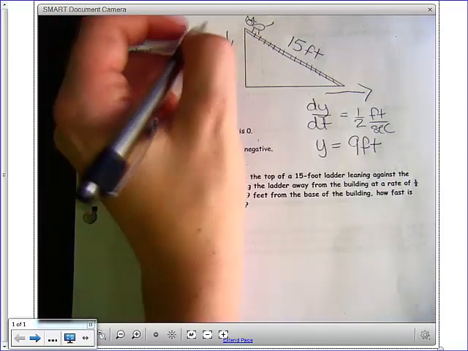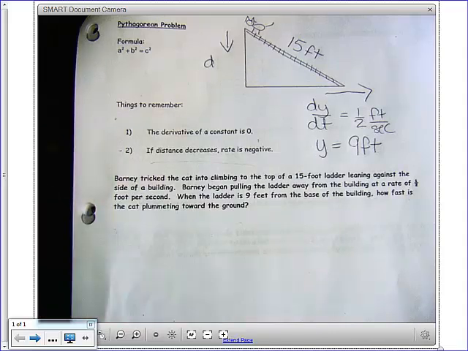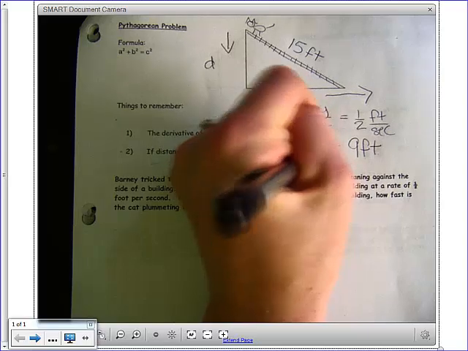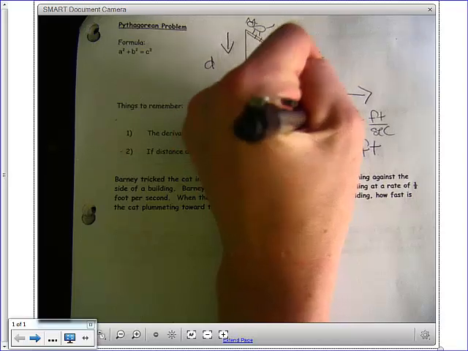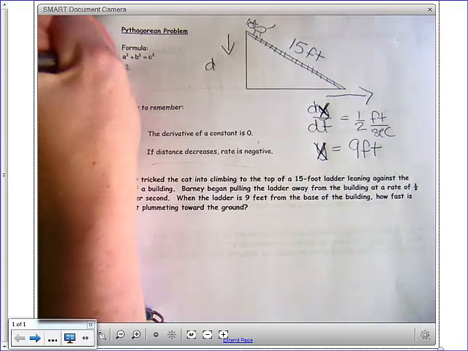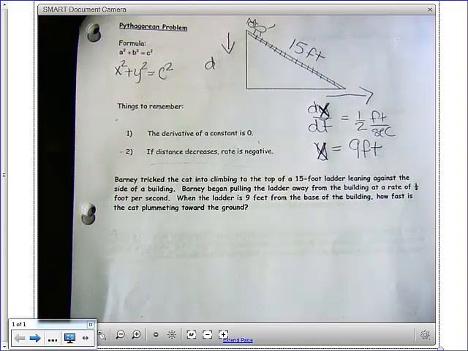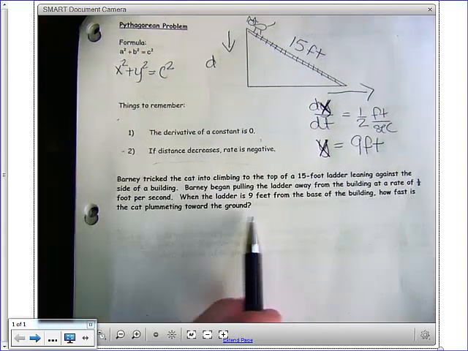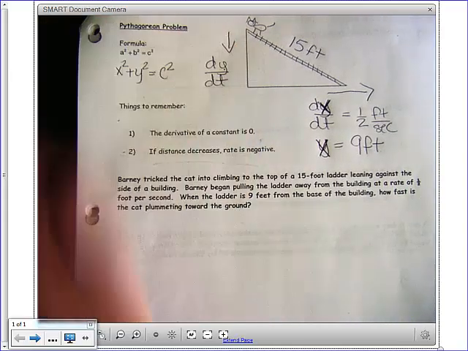So we want to know when the ladder is 9 feet from the base of the building. So that actually should be my x. Alright, my horizontal. Alright, and let's call that dx/dt. Okay, so I can say this is x squared plus y squared equals c squared, right? And we want to know how fast is the cat plummeting towards the ground. So we want to know dy/dt.